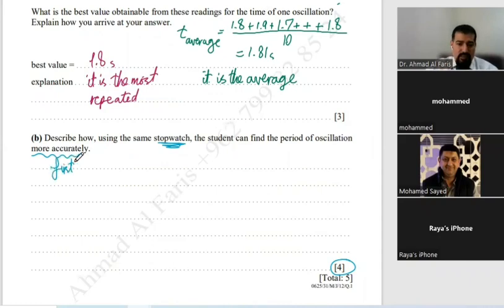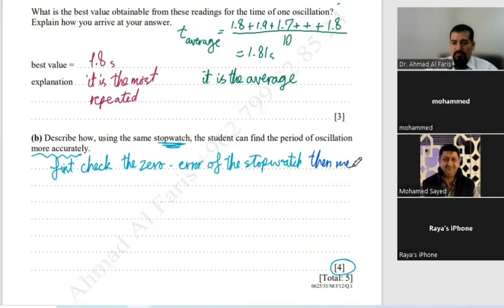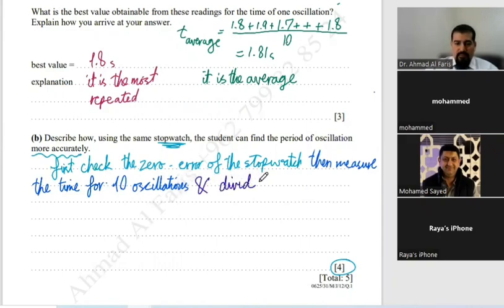So first, check the zero error of the stopwatch. Then measure the time for 10 oscillations, for 10 oscillations, okay. And divide this time by 10. This is 3 marks.